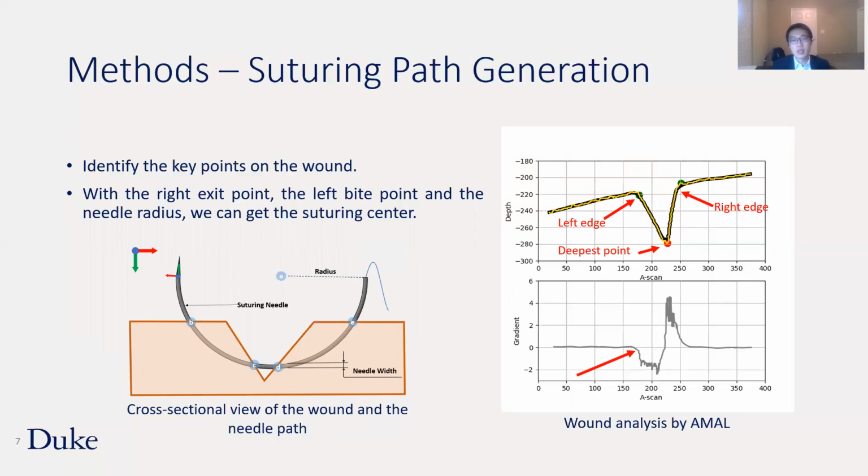When the gradient is higher than the threshold, we suppose this is the right edge. We always suppose that the lowest point on the top layer is the deepest point of the wound. With these 3 points, we can define the right exit point and the left bite point. With the left bite point, the right exit point, and the needle radius, we can calculate the suturing center. With the suturing center and the needle radius, we can generate the circular suturing path along the B-scan plane.